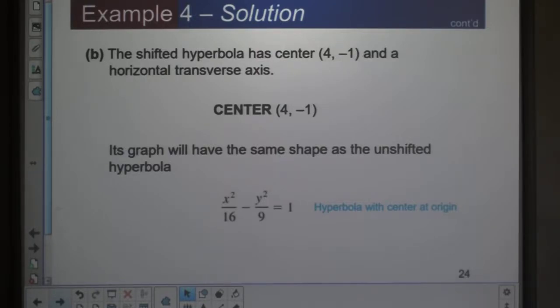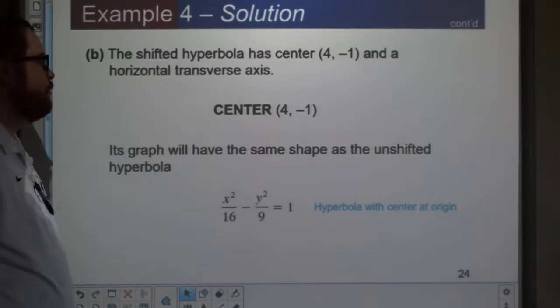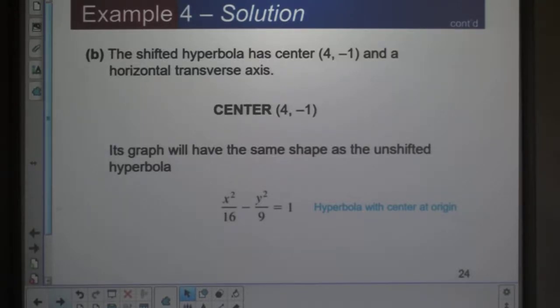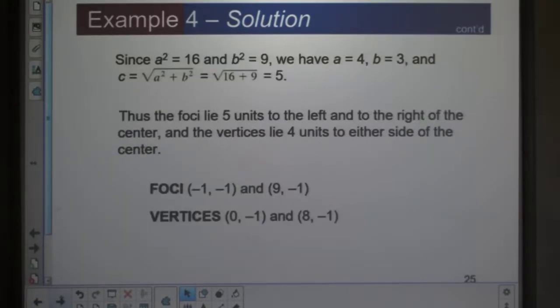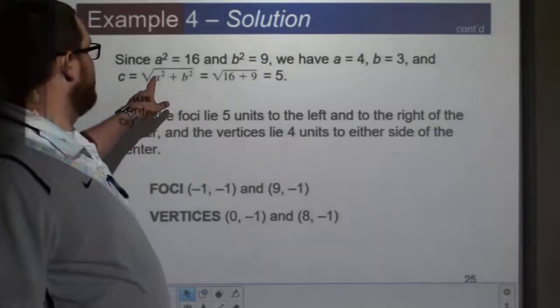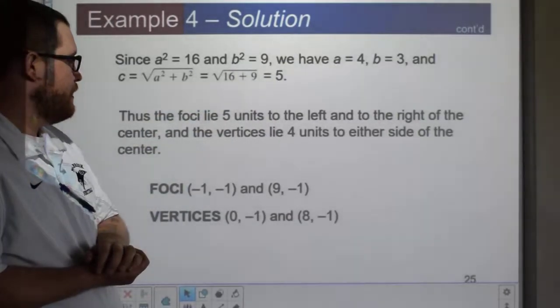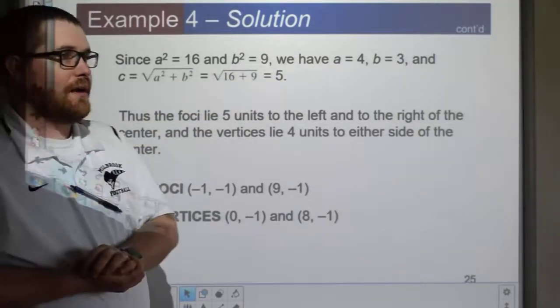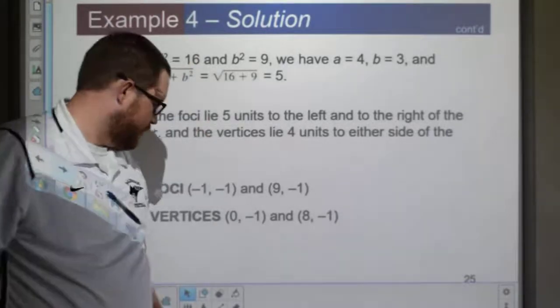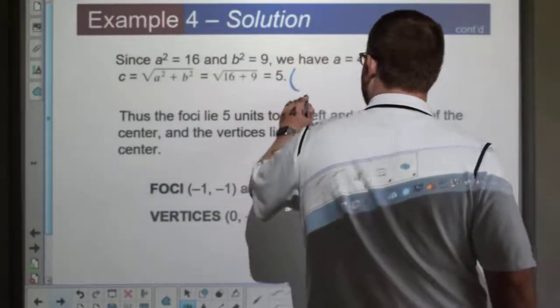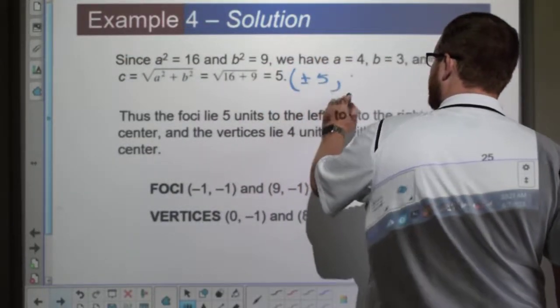Sorry, I went down 1. I don't know why I said up 1. Right 4, down 1. So I'm going to find my foci. The foci, you do square root of this and this. So that's going to be square root of 25, which is 5. Remember that this hyperbola opens sideways because the x squared is first. So the foci should be at plus or minus 5, comma 0.